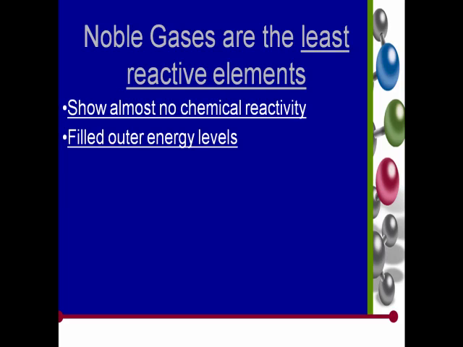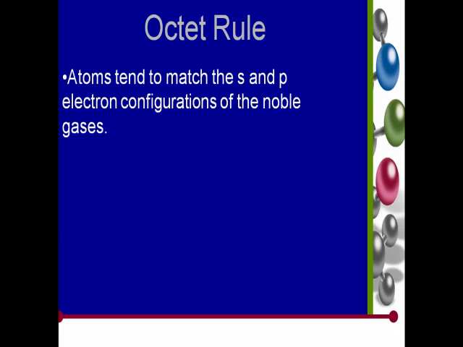So our discussion today is about the formation of ions. Ions are formed so that we can obey the octet rule. The octet rule states that atoms tend to match the s and p electron configurations of the noble gases. In other words, they're going to lose electrons or gain electrons to look like a noble gas.